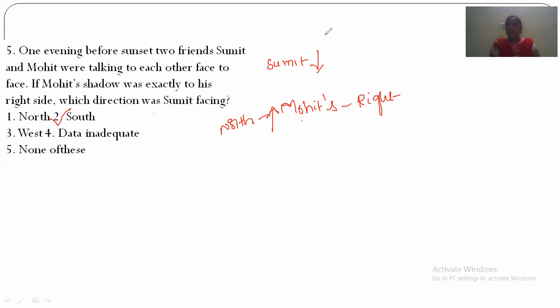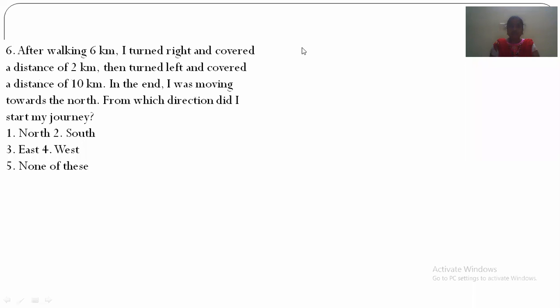So like this, we have to answer whether they have given sunset or sunrise and left-right considerations. If we know the basics, it is easy for us to answer such kinds of questions. I hope all of you have understood this one. Another kind of problem we will see here.